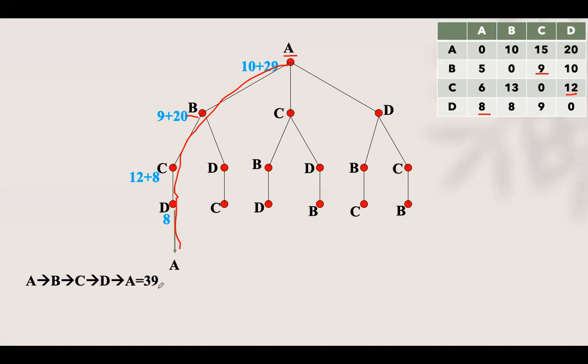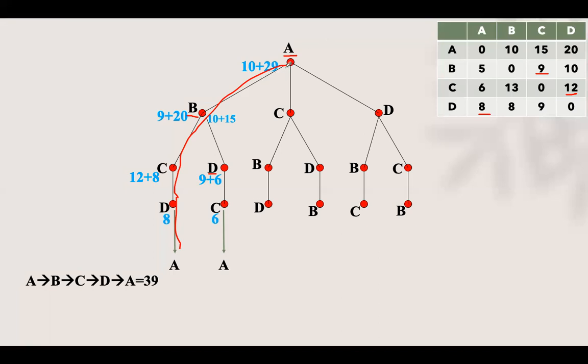Cost is 39. Next, from the second path, we have to reach A. C to A. C to A is 6. Next, D to C. D to C is 9. So 9 plus 6. B to D. B to D is 10. So 10 plus 15, that is 25.